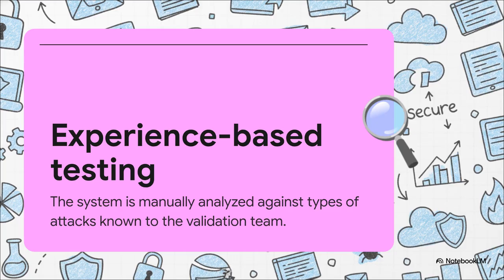The validation team manually analyzes the system against known types of attacks. They use massive, detailed checklists of known flaws. For example, they might check to make sure the system isn't vulnerable to SQL poisoning by manually typing SQL commands directly into web forms just to see what happens. It's very manual, and it relies heavily on the team's past experience.